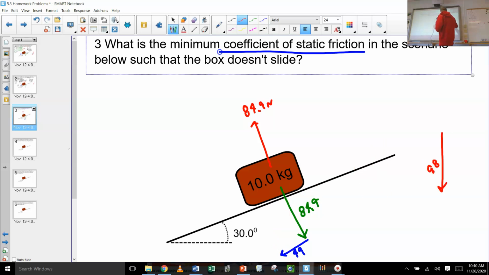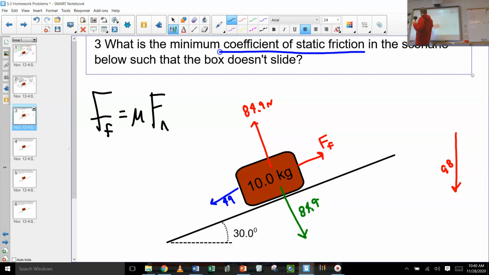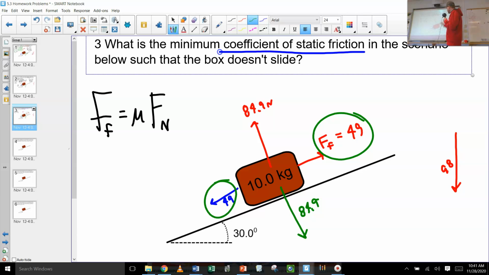Now, it wants to know friction. What's the minimum coefficient that's going to do this? There's only one equation that involves the coefficient. It's the force of friction is the coefficient times the normal force. So I know that the force of friction, if you're going to stay still, the minimum it has to be is 49. That way, if it's being pulled down the hill at 49, friction is opposing you at 49. So those are fighting. So the minimum it can be is 49.